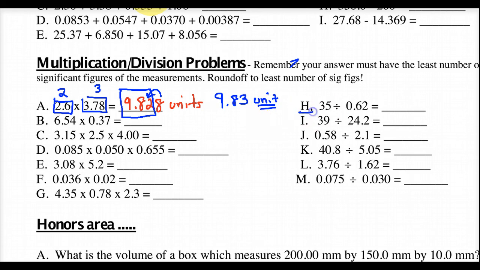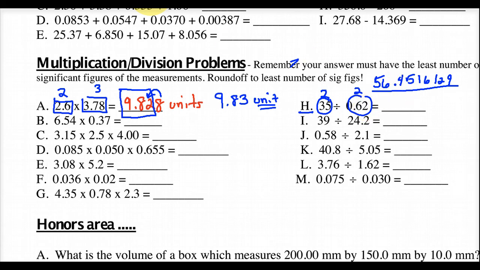Okay? If you did a division problem like 35 divided by 0.62, it gives you a huge number. I'm going to write it up here. 56.4516129. Could all those numbers mean something? Of course not. This only has 2 significant digits. This one only has 2 significant digits. How can I take 2 meaningful numbers and 2 meaningful numbers here, do a calculation, and give you all 1, 2, 3, 4, 5, 6, 7, 8, 9 meaningful numbers? I can't do it. I can only be certain of just 2 numbers.